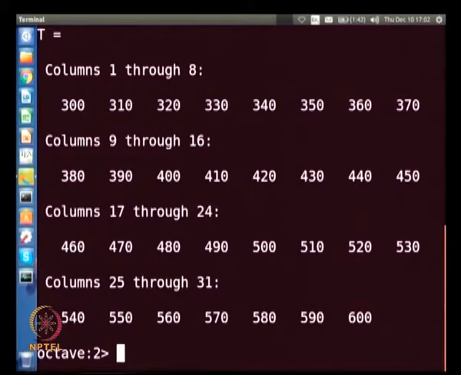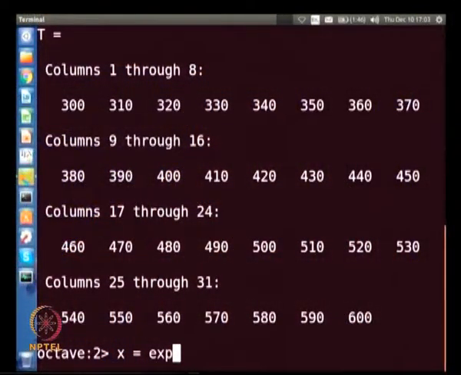Now, I want to calculate the vacancy concentration. Let me call the vacancy concentration X. X is equal to what? Exponential. This is where I said, when we looked up the exponential, it said that it will calculate it for a matrix or vector. This is what it means. I have temperature stored as a vector and when I say exponential of that quantity, then it is going to do it for every component of that vector. Okay, so that is what we are going to do. How do I calculate exponential, right?